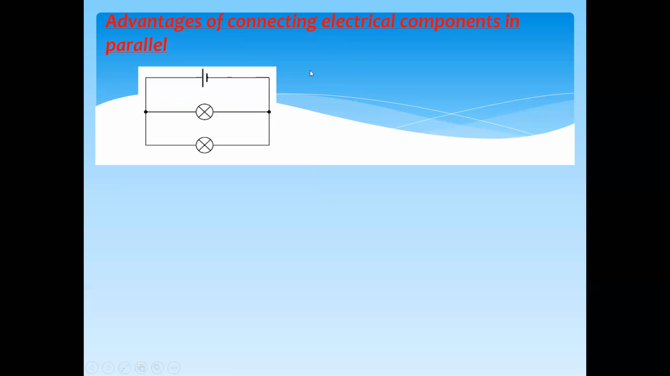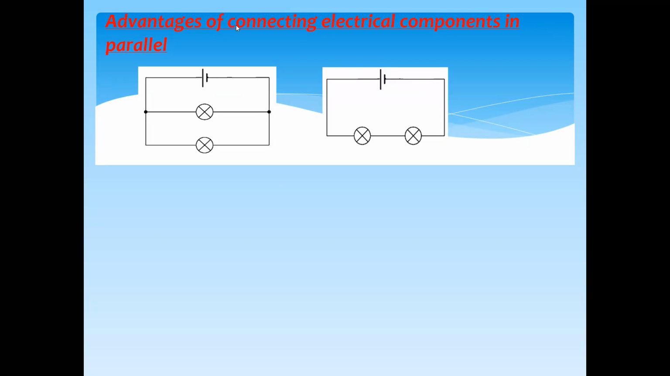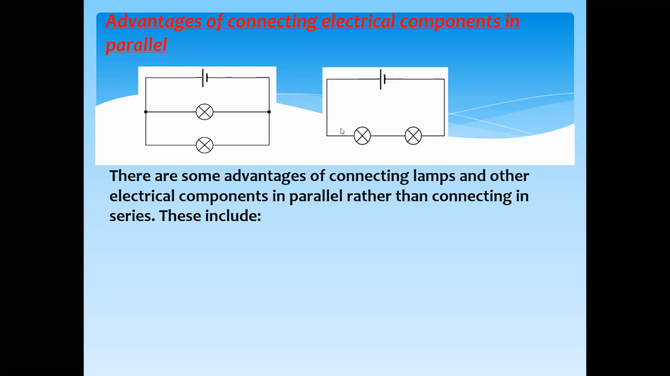Now, what is the advantage of connecting electrical components in parallel rather than in series? Look, I discussed this point yesterday. It's just a repetition. For example, there are some advantages of connecting lamps and other components in parallel. These lamps require 6 volts to work, and I have a 6 volt battery. How much voltage across this lamp? 6 volts. But if I connect them in series to a 6 volt battery, the voltage will divide between the lamps.